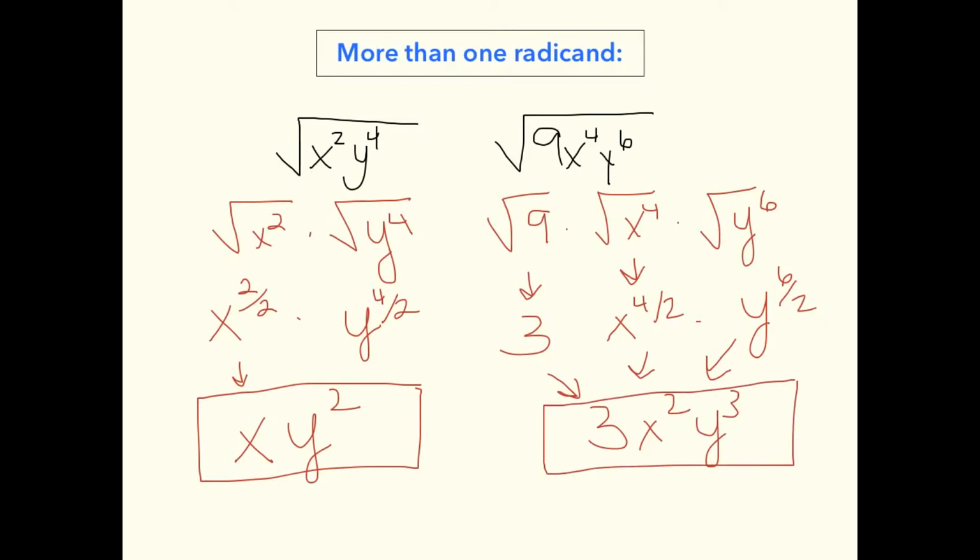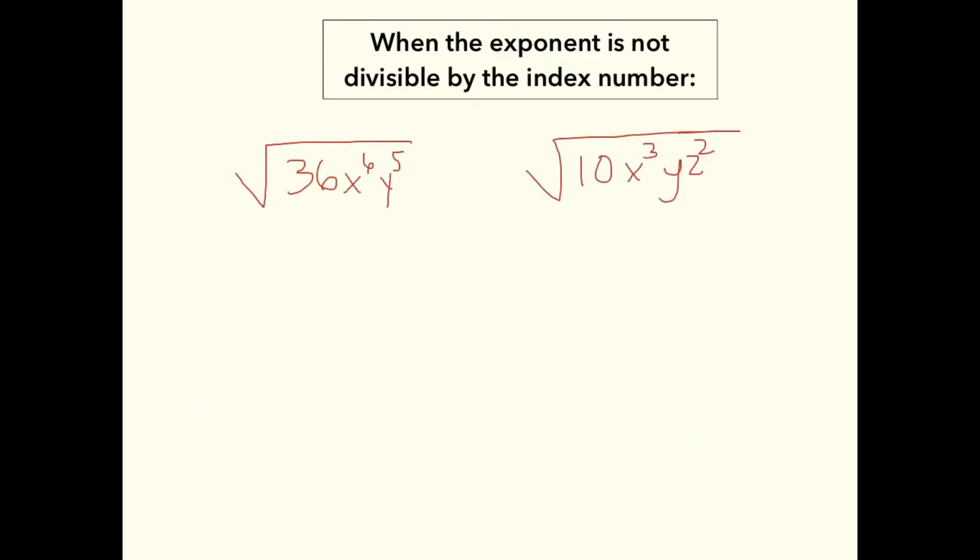So go ahead and do numbers 23 and 24 on your own. Now what happens when the exponent is not divisible by the index number? What this means is if we were to split this up into square root of 36, square root of x to the 6th, square root of y to the 5th, you can see here, let's go ahead and do this. Square root of 36 is 6. This becomes x to the 6 divided by 2. And this would become y to the 5 divided by 2. And that's what I mean that it's not divisible, is that 5 divided by 2 gives you a decimal. And we don't want that.